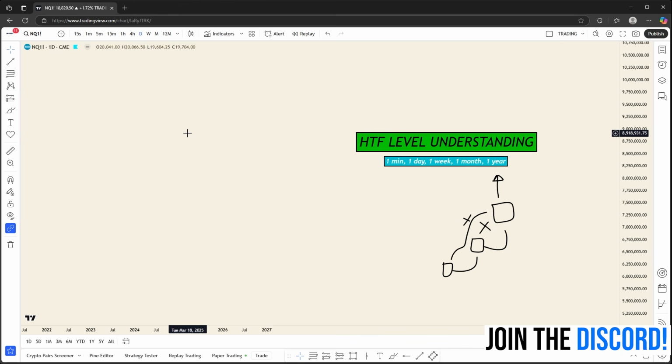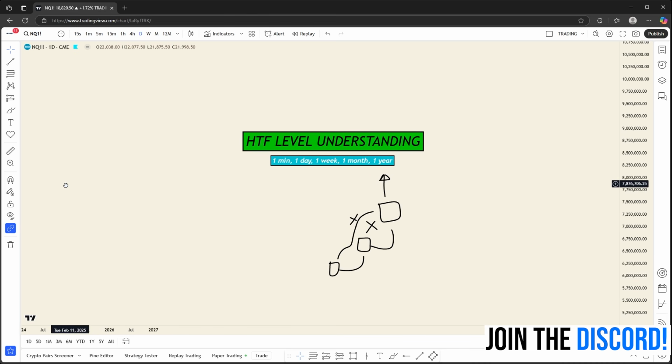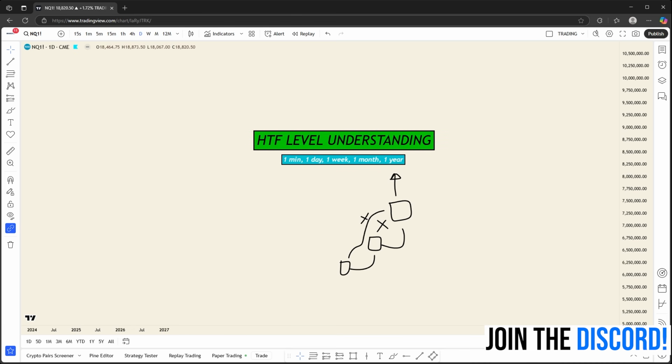If a daily level overlaps a weekly level, why would you give any credit to that daily level? You should give the credit to the weekly level because that has a higher time frame, which means it has more importance in the marketplace. Hopefully that makes sense, right? This is just the theoretical spot. We're going to do a lot of examples. And speaking of that, I think this is about it for the theoretical spot.